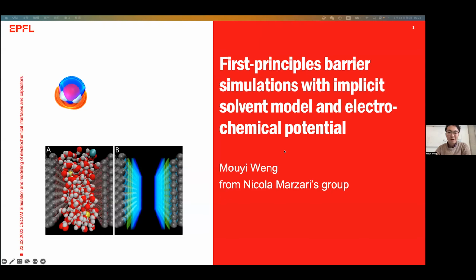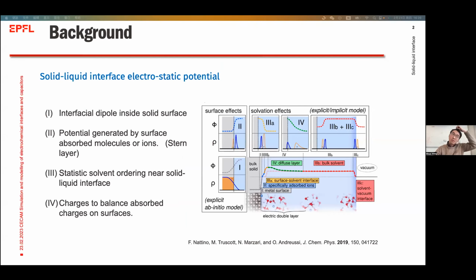Okay, I hope you can see my screen. My name is Mui Weng from Nicolas Marzari's group at EPFL, and I'm now in my first year of my postdoc here. My topic today is first principles barrier simulation with implicit solvent model and electrochemical potential. To begin with, I would like to show some background about the electrostatic potential of a solid-liquid interface.